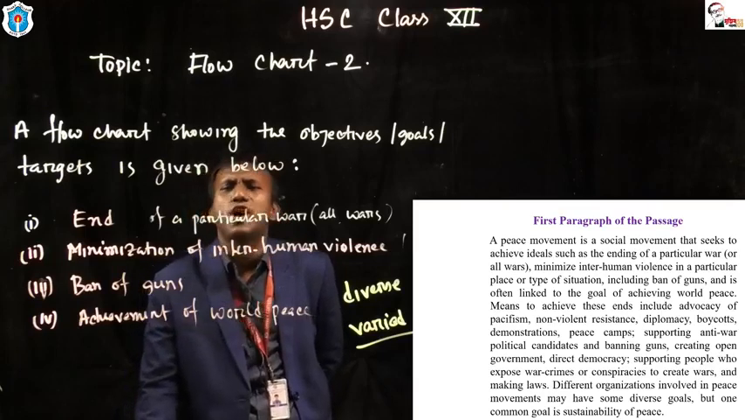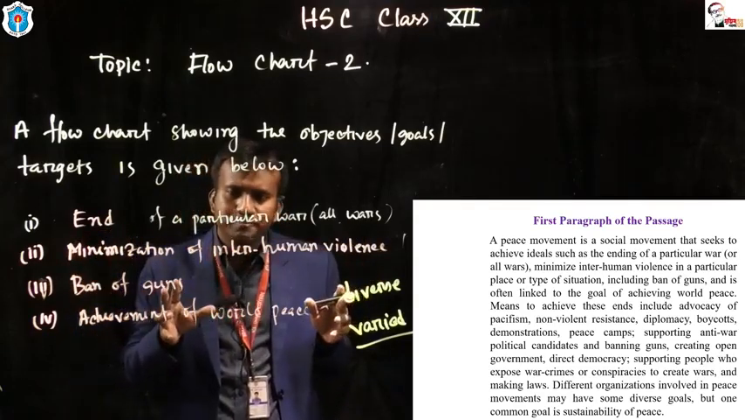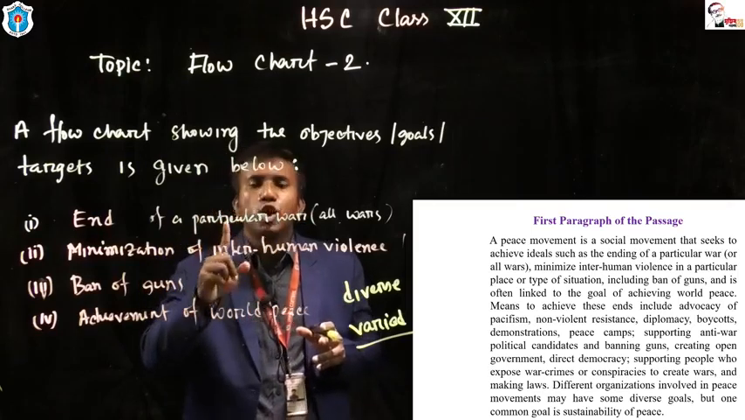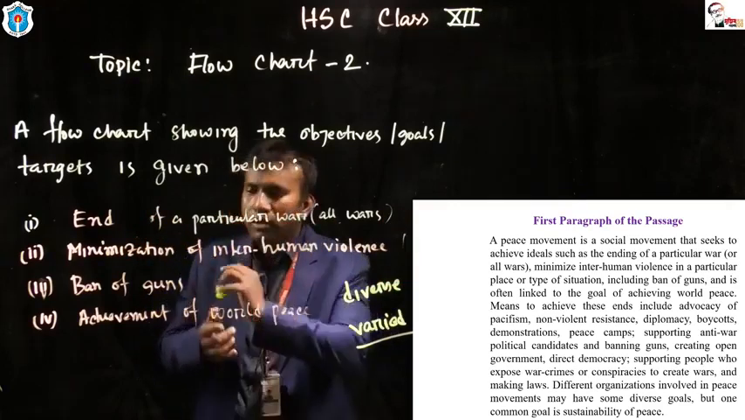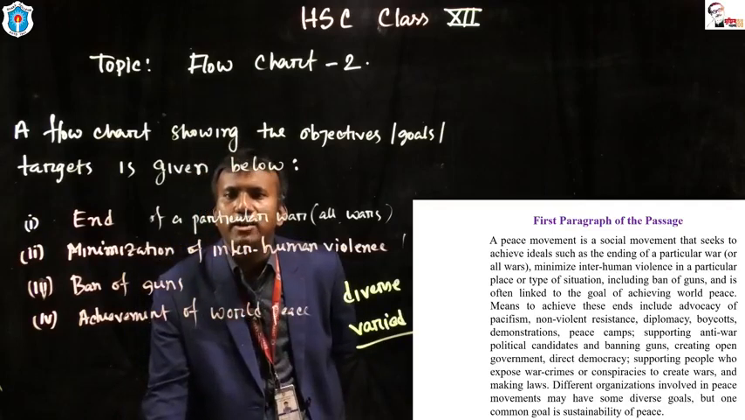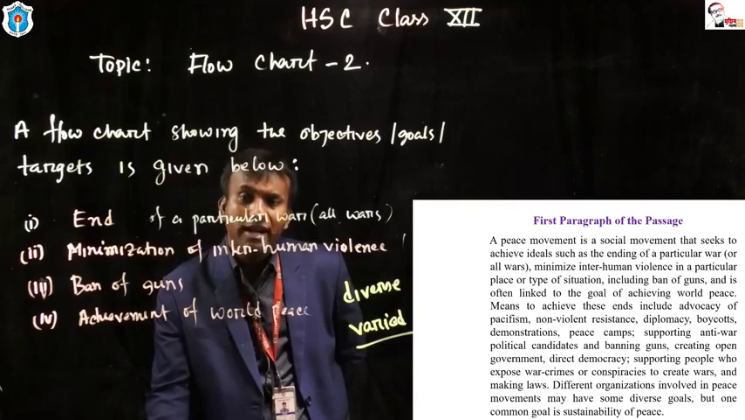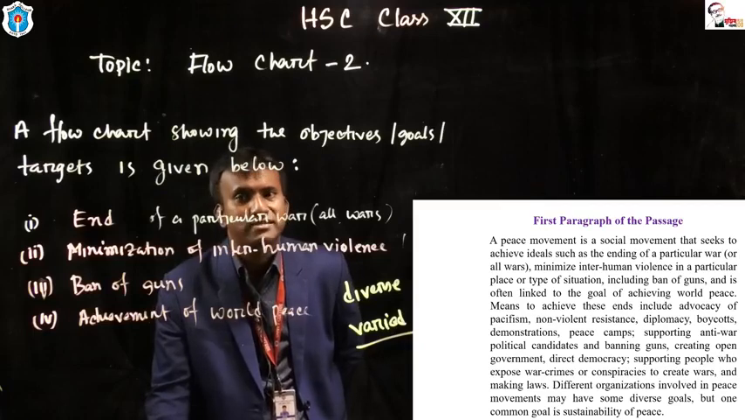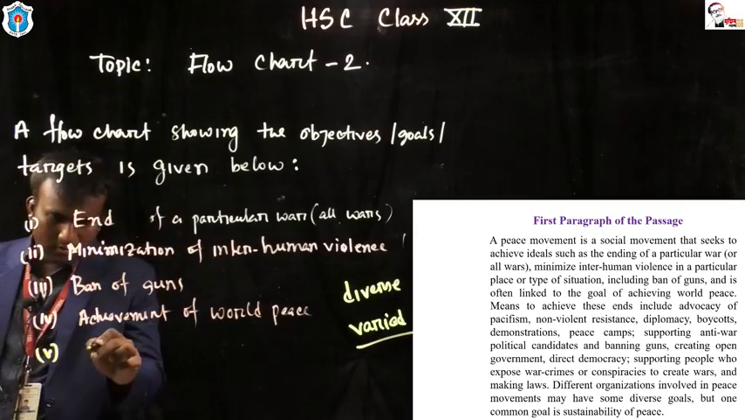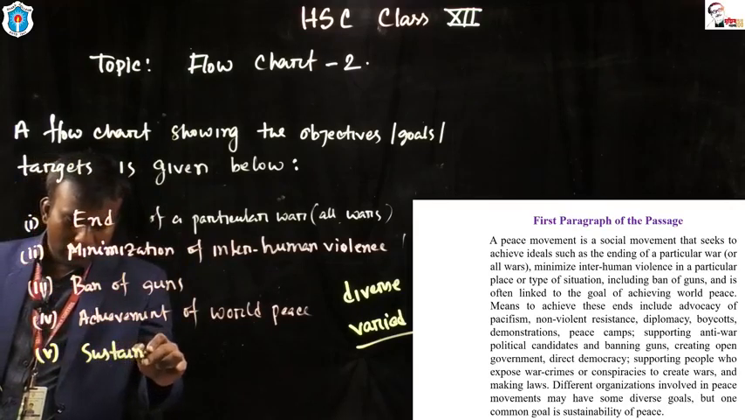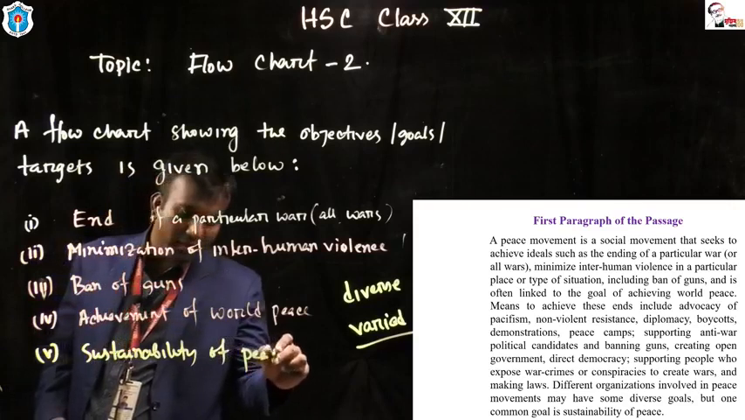But one goal is common to all. All the organizations involved in peace movement have one common goal. All the organizations are expecting to ensure one goal, and that is sustainability of peace. That means peace organizations are expecting to ensure sustainable peace. Okay, that's why we can write sustainability of peace.